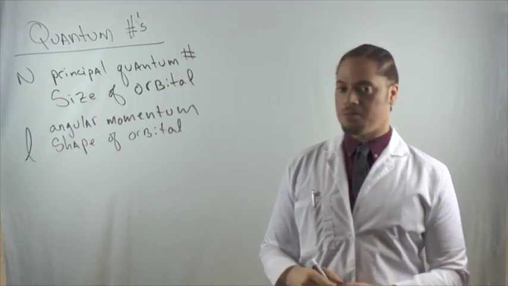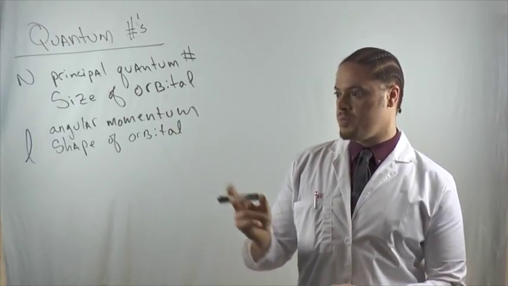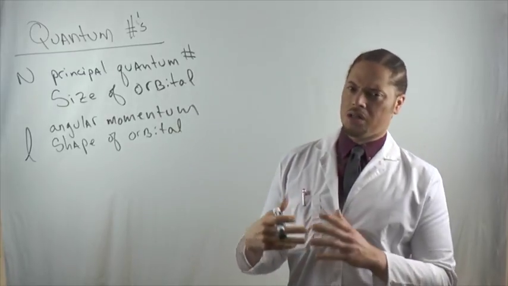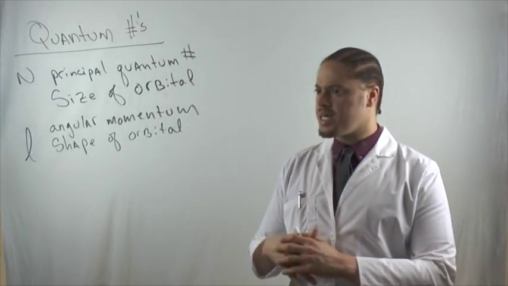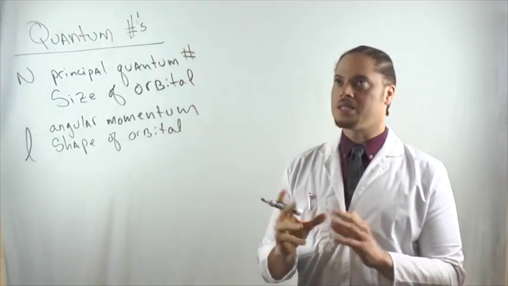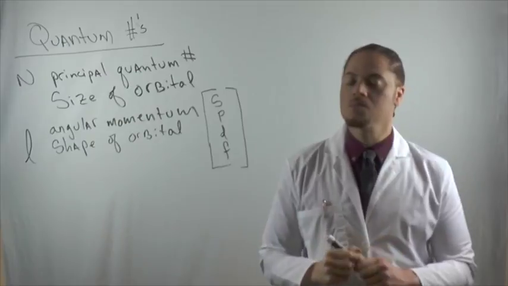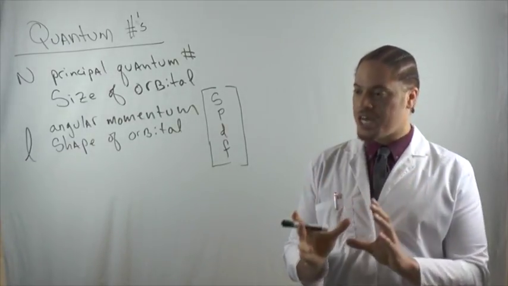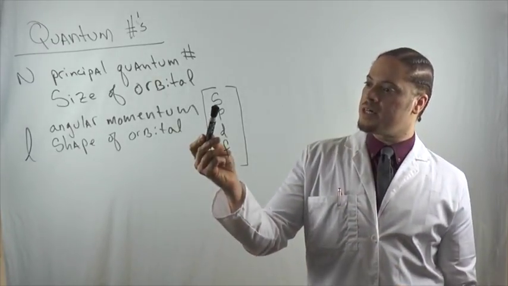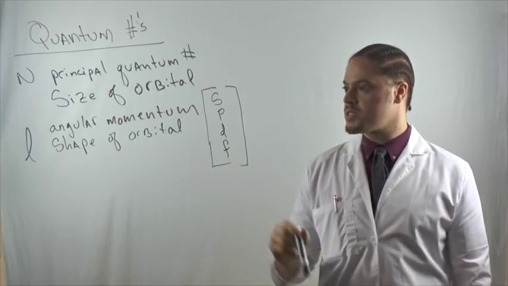Our next quantum number is lowercase l, angular momentum, and that describes the shape of the orbital. It's called a quantum number, but for angular momentum, they're assigned letters to describe the shape. Some shapes of our electron clouds, our orbitals, are assigned the letters s, p, d, and f. And I will explain these shapes in just a bit.